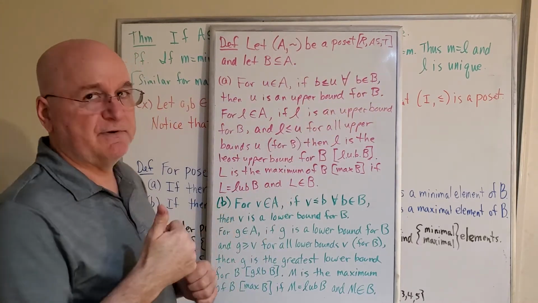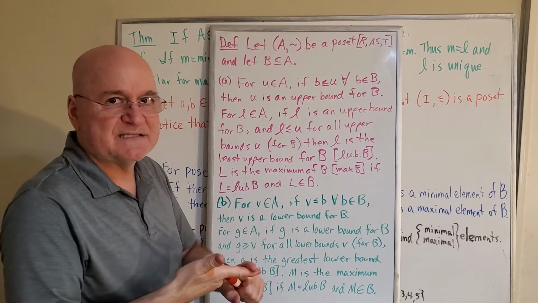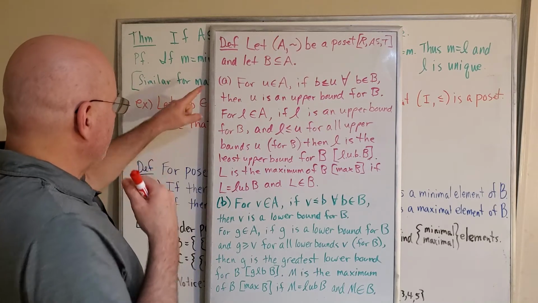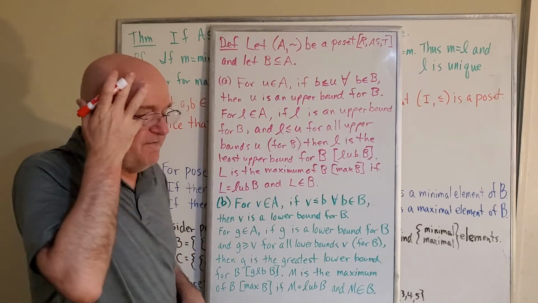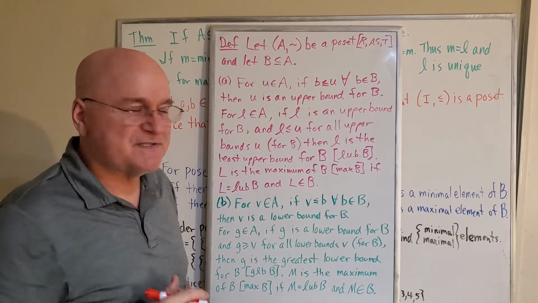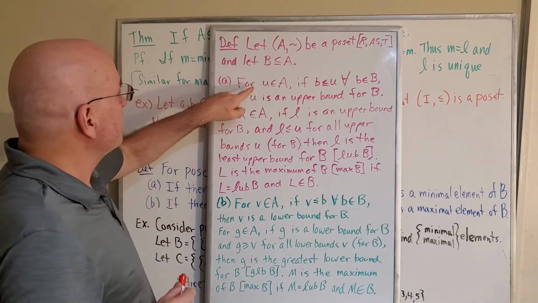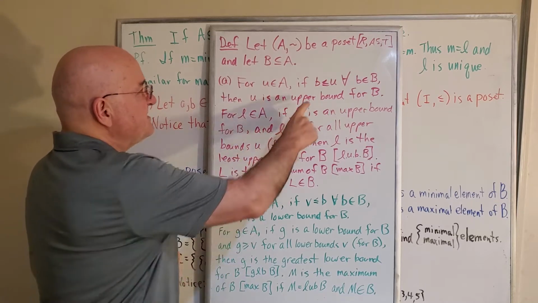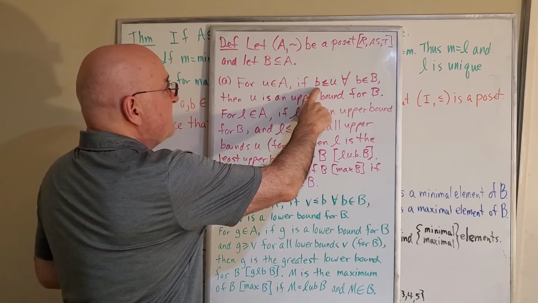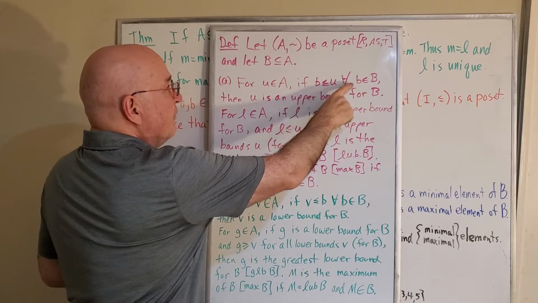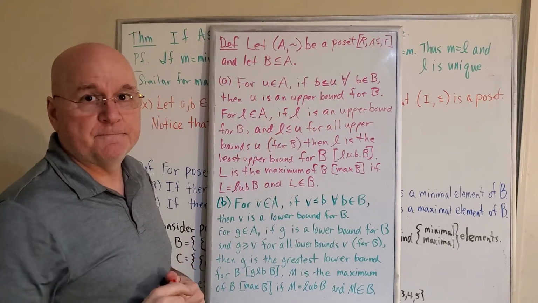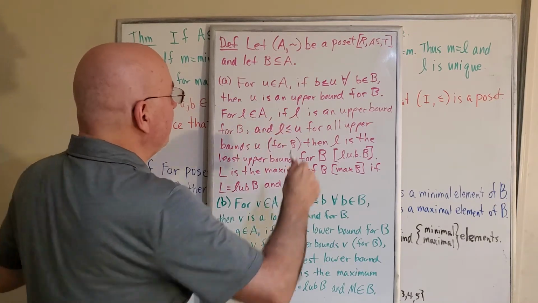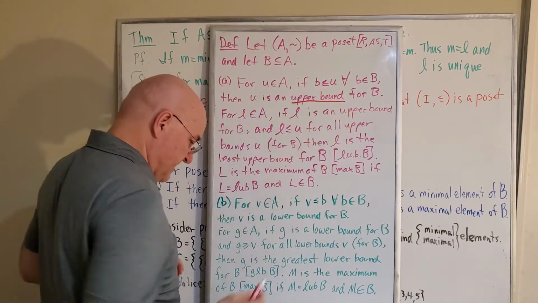I put this in the definition simply to remind us what it means to be a poset. A poset has to be reflexive, anti-symmetric, and transitive. Part A and Part B are very, very similar, just a few words difference in each one of these definitions. For U, an element of A, if it's the case that b is less than or equal to U for all b in the set B, then U is called an upper bound for B.